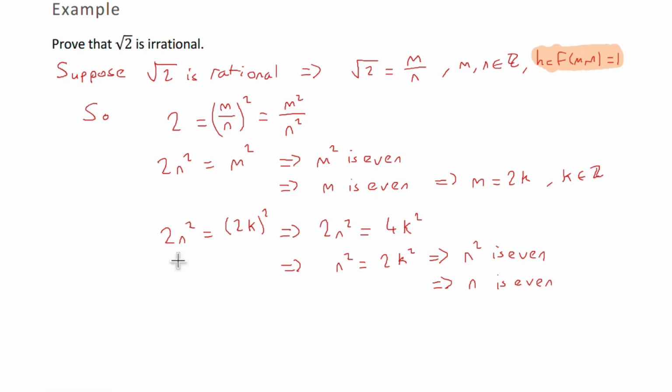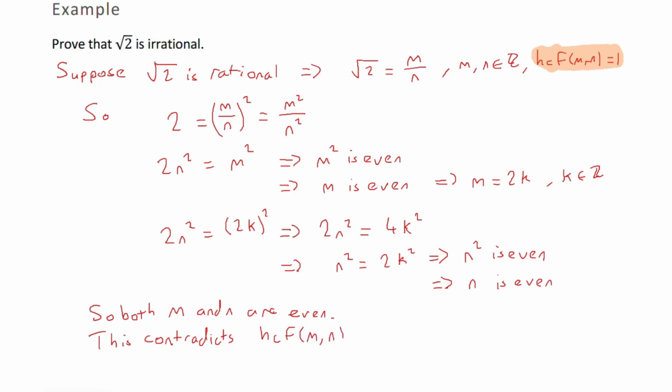And here we've reached a contradiction. In this supposition, where root 2 is rational, both m and n are even. But we assumed that m and n were the simplified fraction, so their highest common factor was 1. If they're both even, then the highest common factor is at least 2. So this is where the contradiction comes in. And so root 2 is irrational.